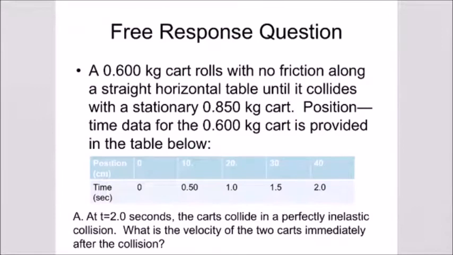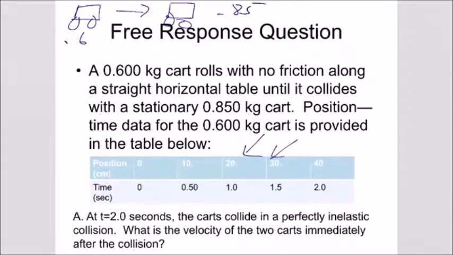So in the free response questions, we have a 0.6 kilogram cart rolling with no friction along a straight horizontal table until it collides with a stationary 0.850 kilogram cart. So we might have a setup like so. So we have position time data for the 0.6 kilogram cart. And this should be in meters, not centimeters.